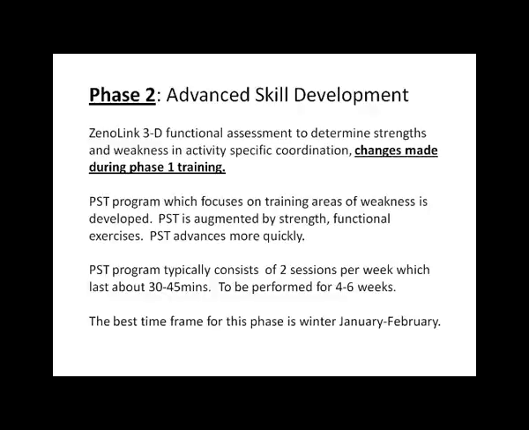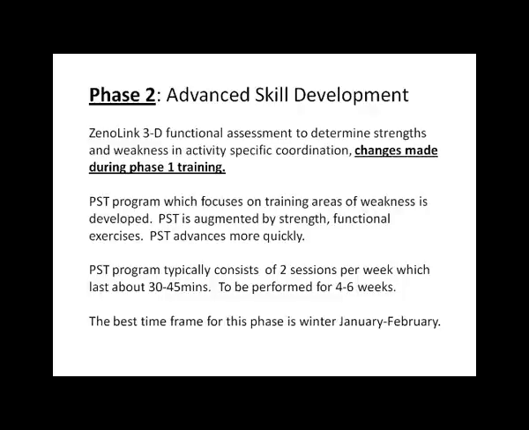distractions, so to speak. Again, we're going to use a ZenoLink 3D functional assessment to determine strengths and weaknesses, and maybe most importantly, to identify changes we've made in phase 1 training. If we did our phase 1 training correctly, we should see improvement in movement patterns. Sometimes we see dramatic improvement, but even if it's not dramatic, we should see some improvement. And we want to mark what improvement we've made and redefine where our strengths and weaknesses are. Even if they remain the same areas, they should have changed and advanced enough that we would want to change our scope a little bit.